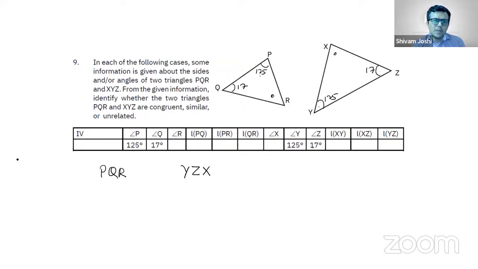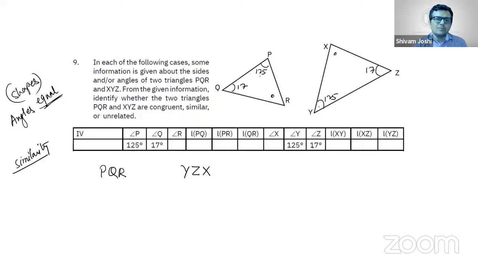So this is a similarity because I'm able to show that the angles are equal. Now, angles equal means what? Shapes are equal, isn't it? So I'm only having the shapes which are equal. I have no information about the size. So please don't conclude that it's a congruence. It's a similarity. This is the symbol for similarity. Okay.